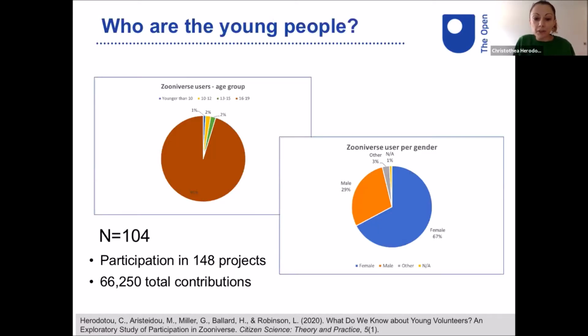Just a little bit of background on who our participants were. We managed to identify 104 young people between the ages of 5 and 19. As you see from the first graph on the left, the majority were in the age range of 16 to 19, and the majority happened to be female participants. They took part in 148 different projects, and they made 66,000+ contributions.